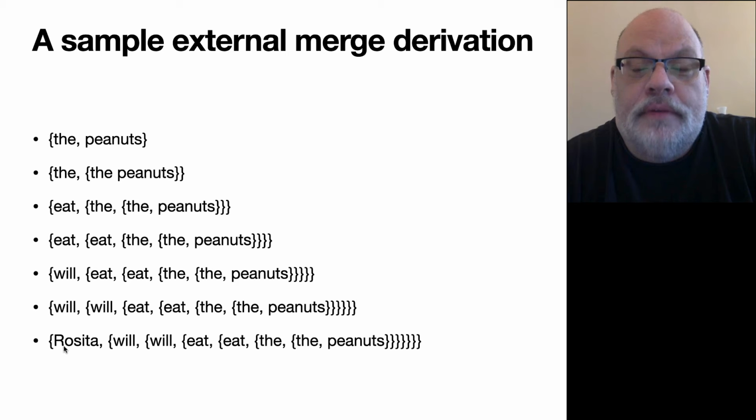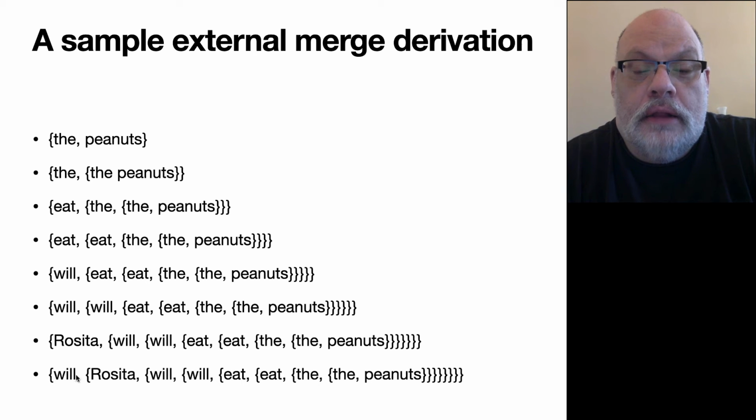And this one is a little different from the previous ones we've looked at. In the previous ones, when you go from just combining the elements together to creating a labeled set, you've been taking the thing on the left and making it the label of the whole constituent. Here, the label of this will not be Rosita. It will be will again, because this is a TP. So the label here is will. This says, hey, I'm a TP. So this is the structure for the sentence, Rosita will eat the peanuts.